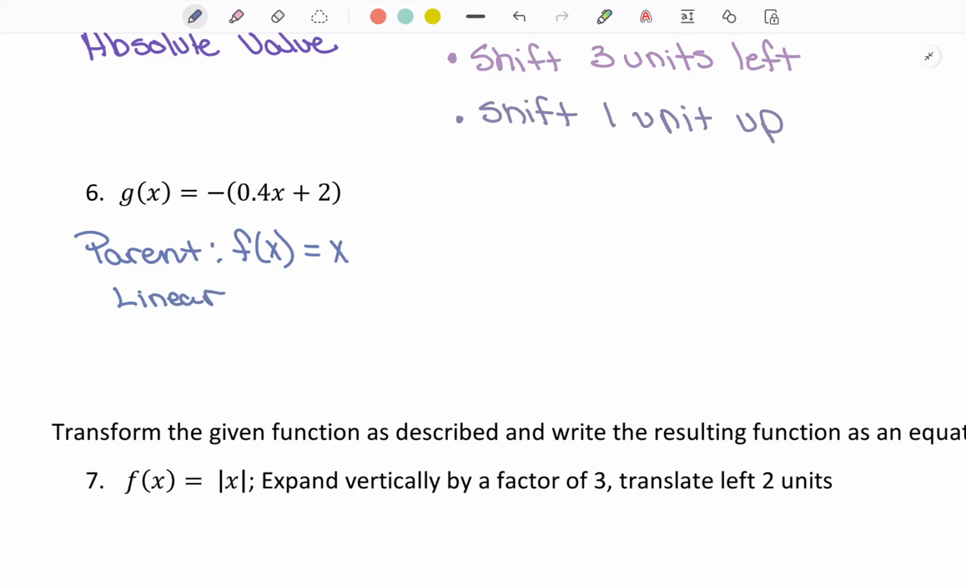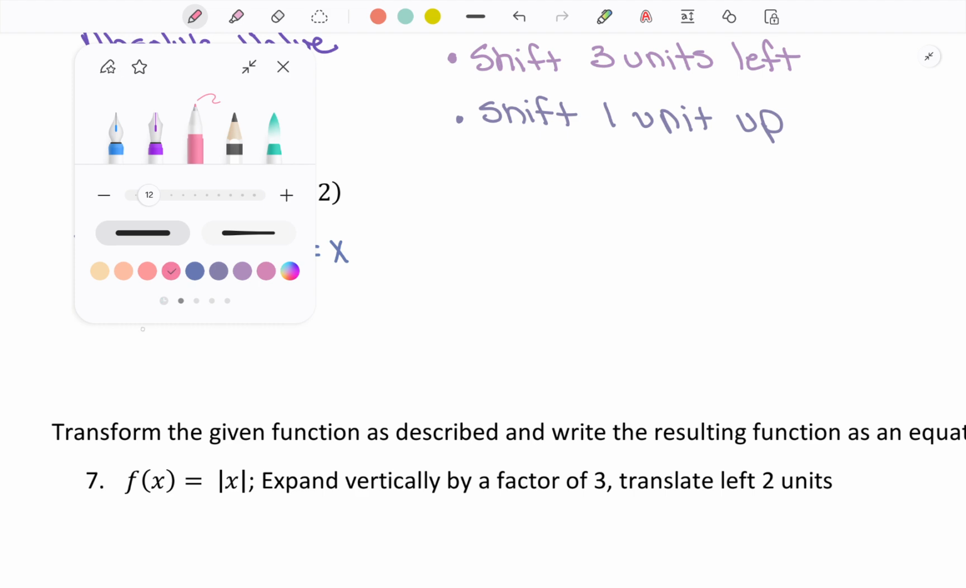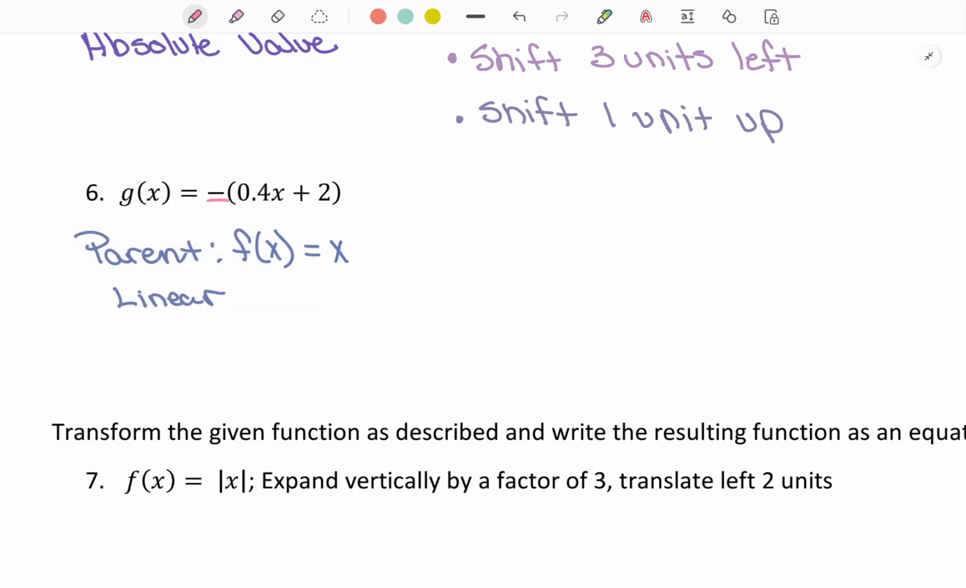Okay, and so we have a few things happening here. First of all, we have that negative on the outside. And so this is going to create a reflection over the x-axis.